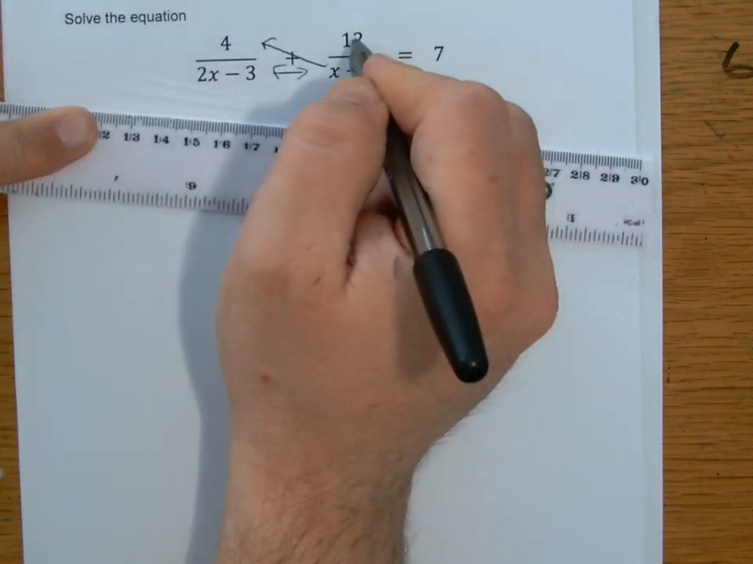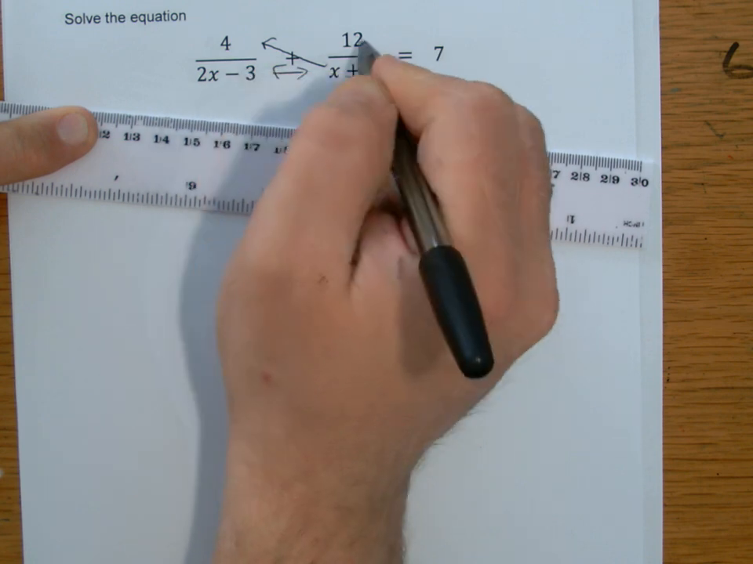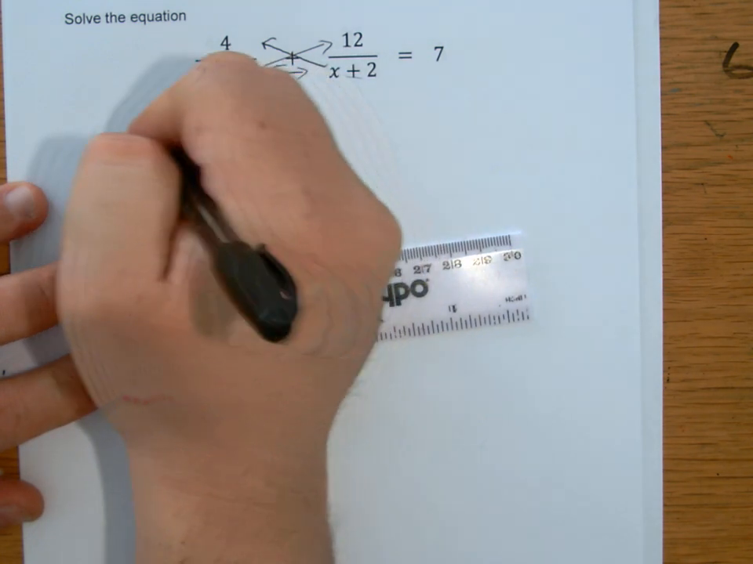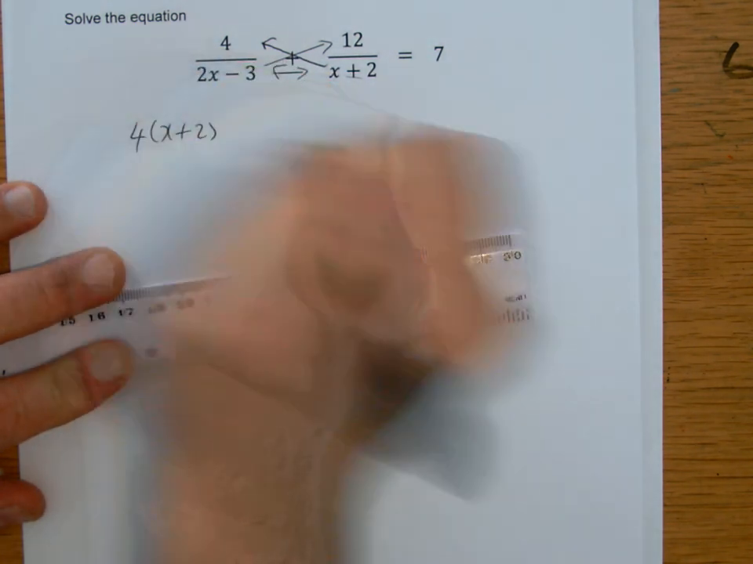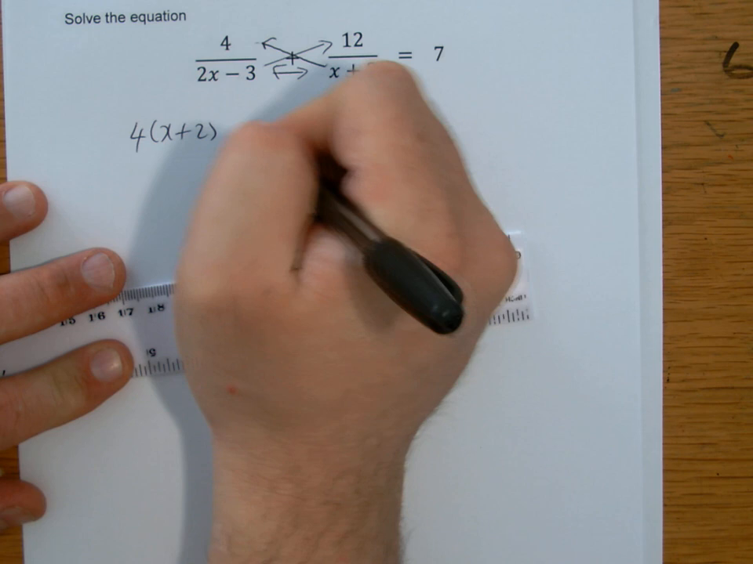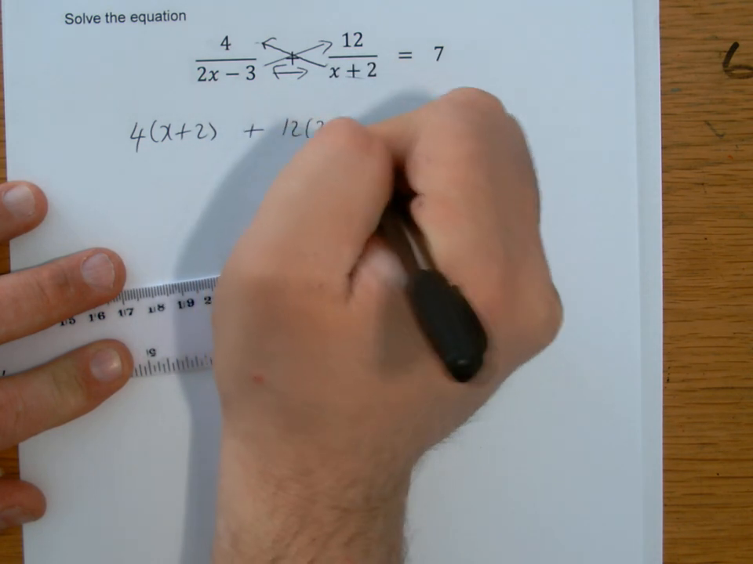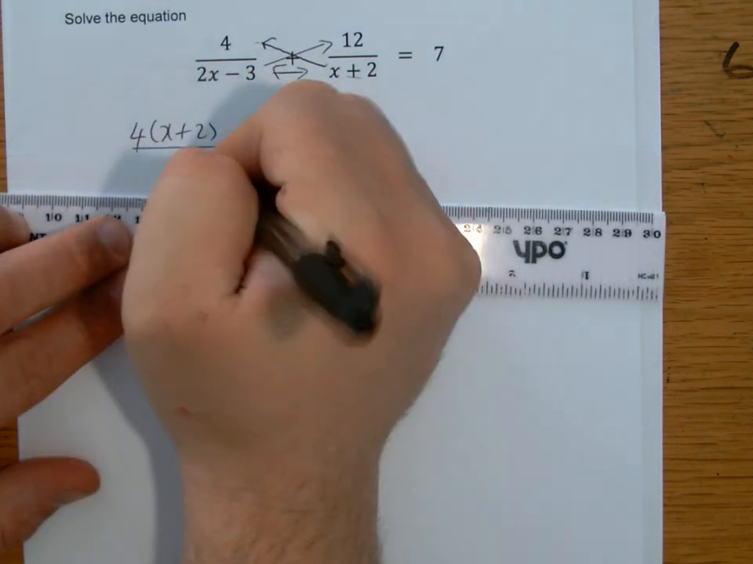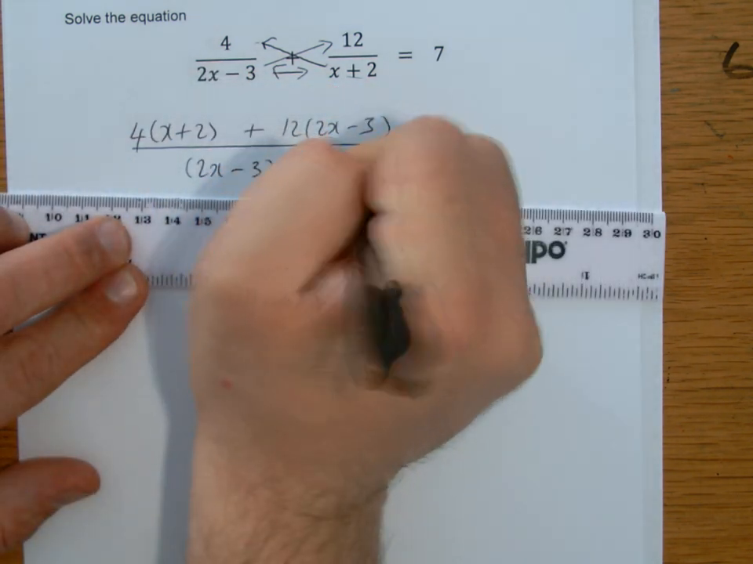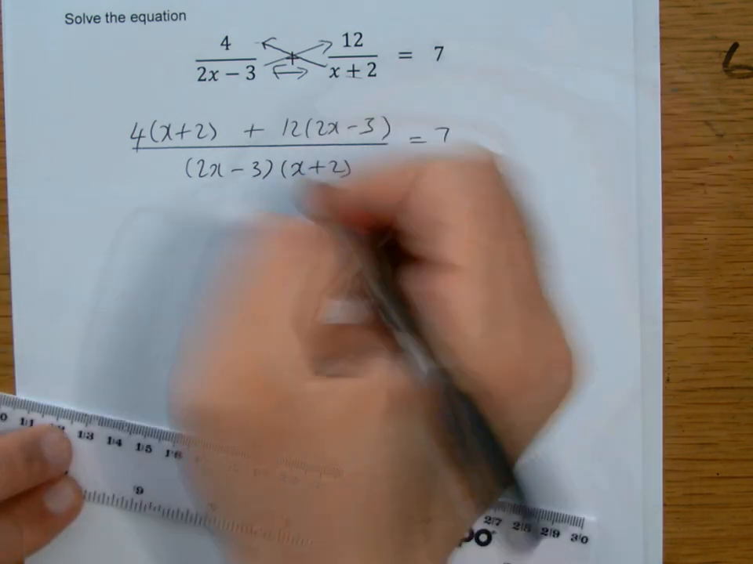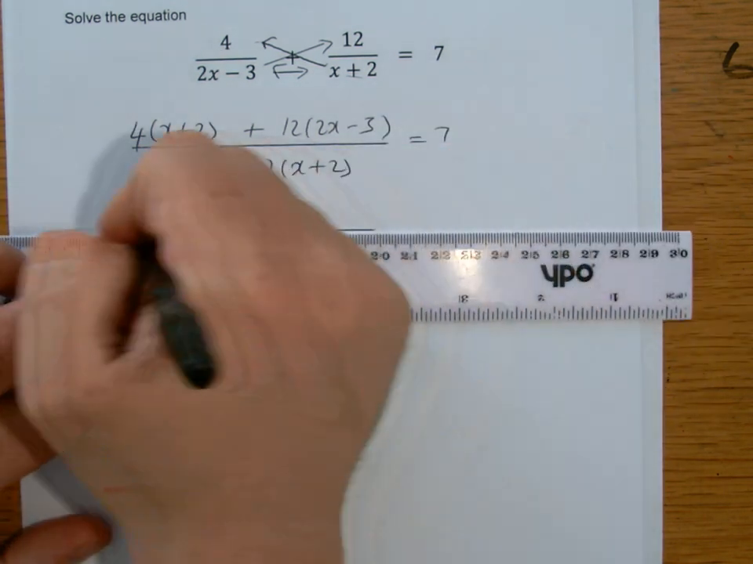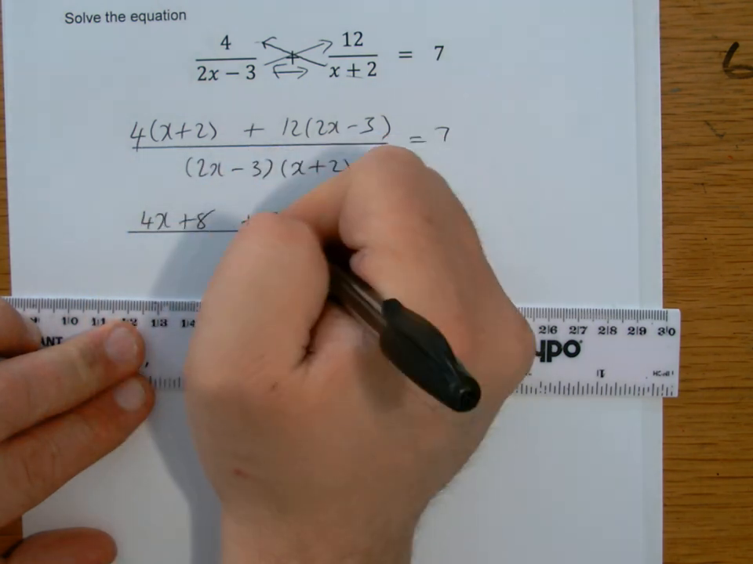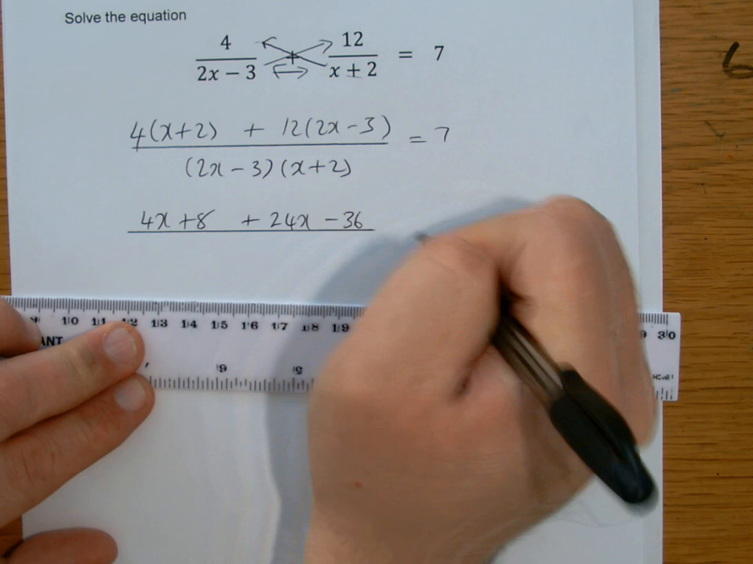And because I'm multiplying this by 2x minus 3, I've got to multiply the top by 2x minus 3. So I get 4 bracket x plus 2, and I times them together, plus then 12 bracket 2x minus 3. That's all over the 2 brackets times together, and that will equal 7. So if I expand the top, I get 4x plus 8, and expand this, I get 24x minus 36.